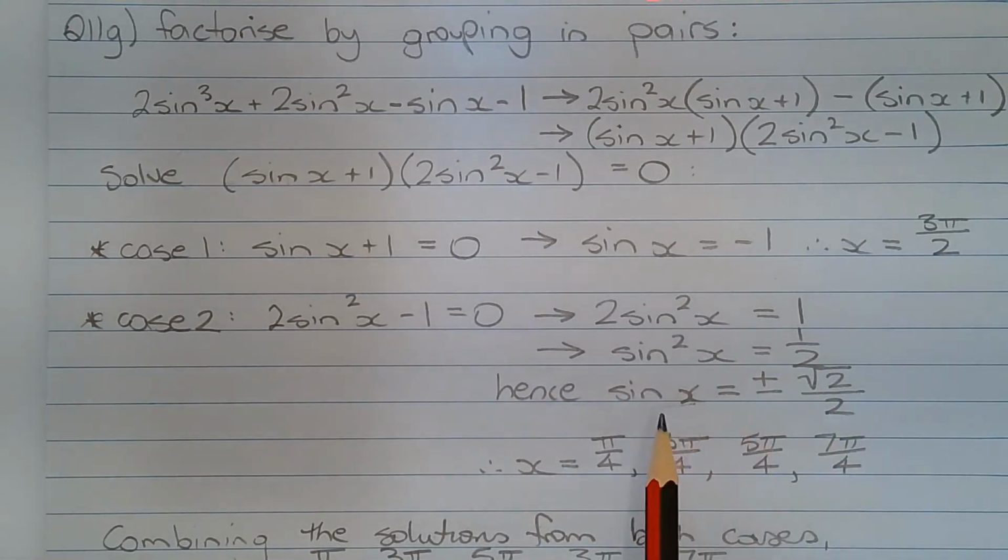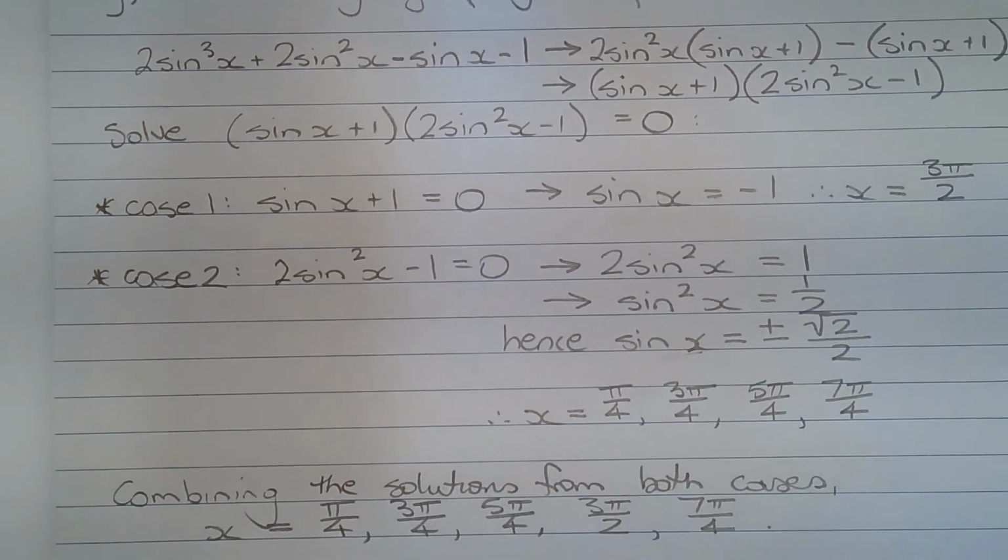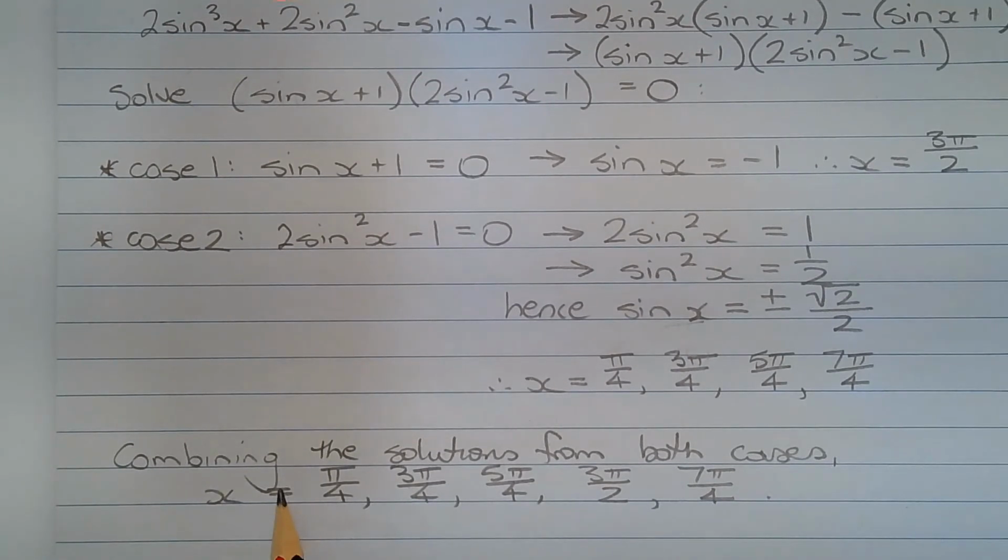So when sine x is equal to positive root 2 on 2, that's quadrants 1 and 2, so x equals pi over 4 and 3 pi over 4. And when sine x is equal to negative root 2 over 2, x equals 5 pi over 4 or 7 pi over 4. Combining the solutions from both cases, we have x is equal to pi over 4, 3 pi over 4, 5 pi over 4, 3 pi over 2, and 7 pi over 4.